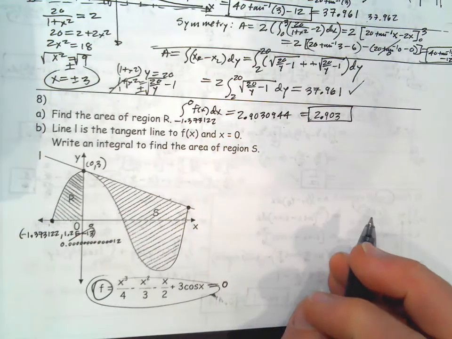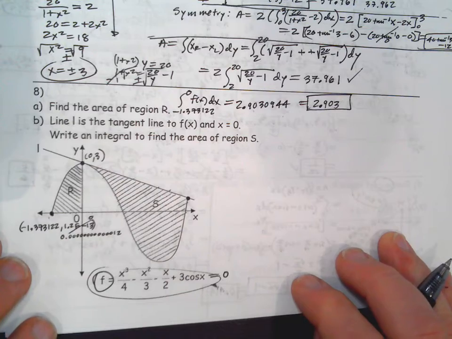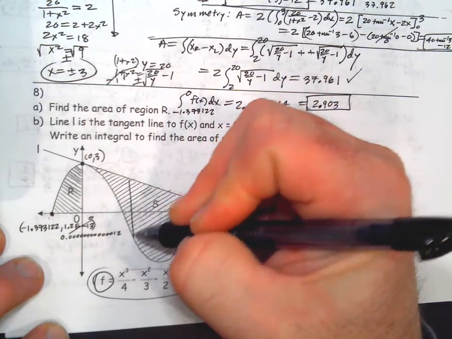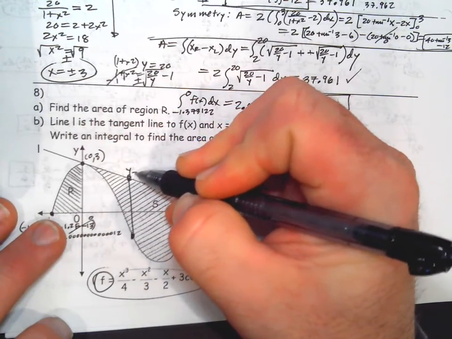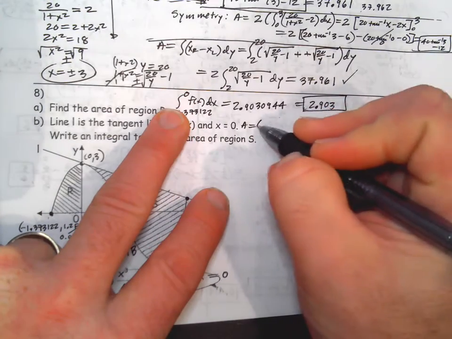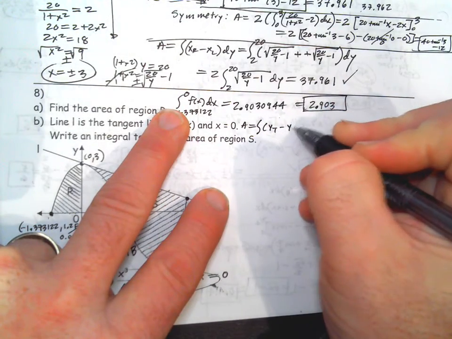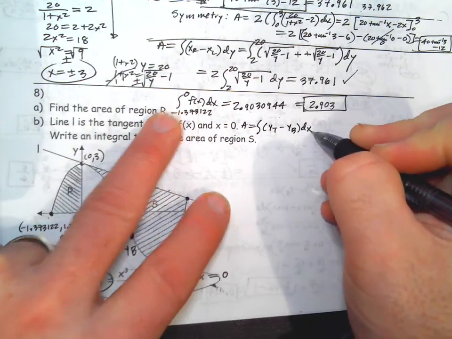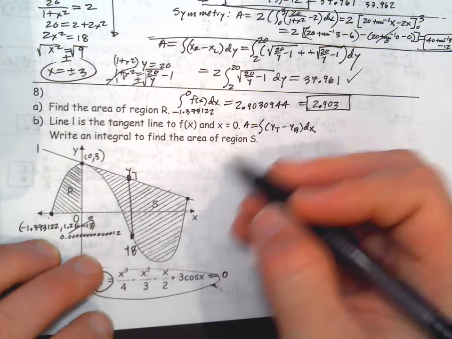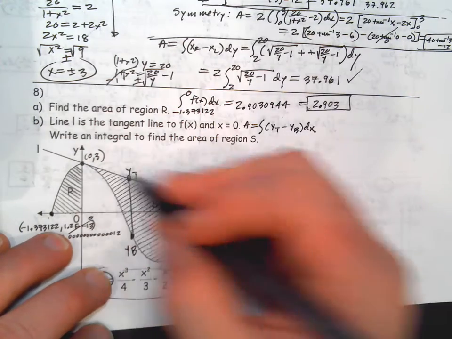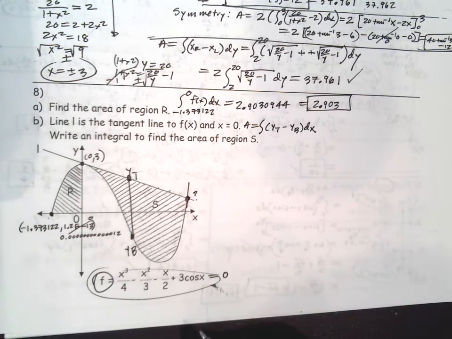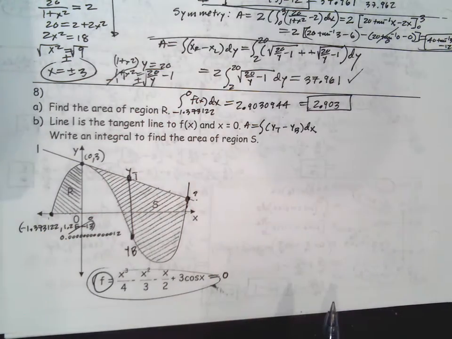So that's that part. Part B says line L is tangent. We want to find the area of the region S. So that's the area between the tangent line and this function. So y top minus y bottom dx is the area between two curves. There's a couple things we need to do. We need to know the equation of this tangent line because it's the y top. We also need to know it so that we can find the intersection of these two curves. We don't know that. That's going to be a limit. So we got to find the equation of the tangent line.